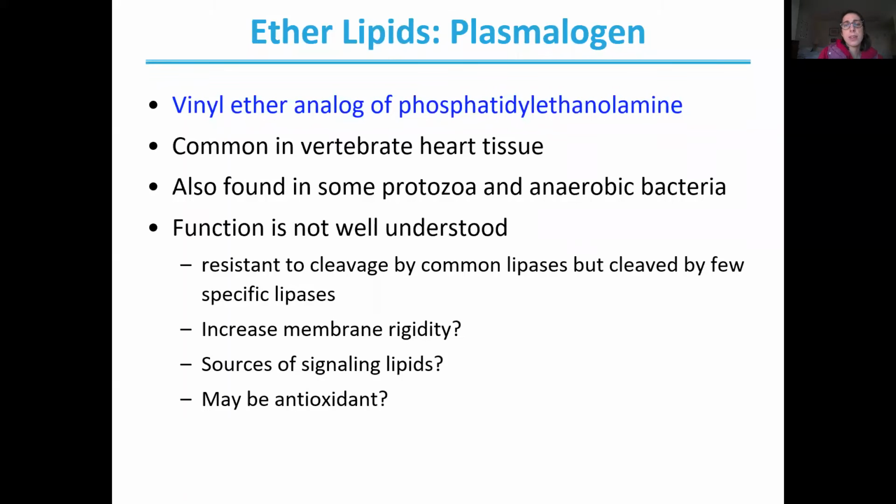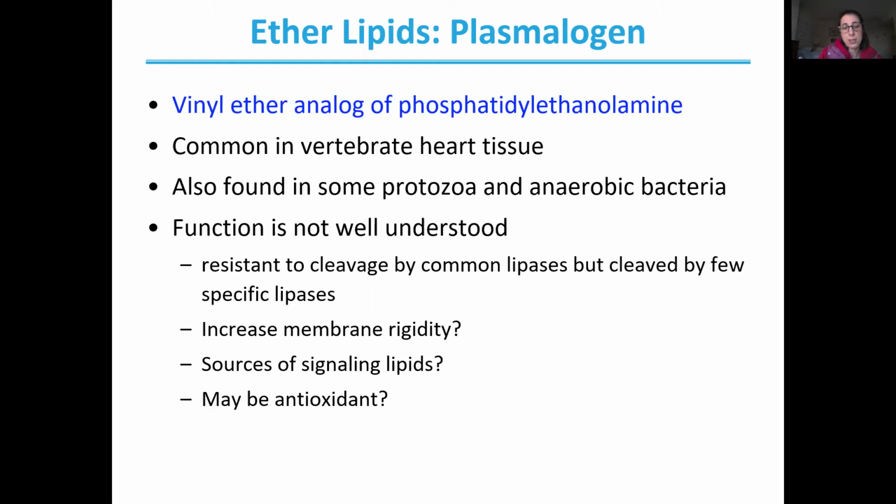Okay, so another type of lipid is what's called an ether lipid. These are another unique type of lipid, and they're usually referred to as plasmalogens. Now, these are a lipid that is an analog of our PE lipids or our phosphatidyl ethanolamines. They are very specific and common in heart tissue, but also found in some protozoa and bacteria.